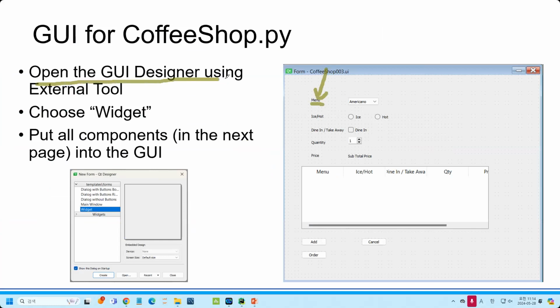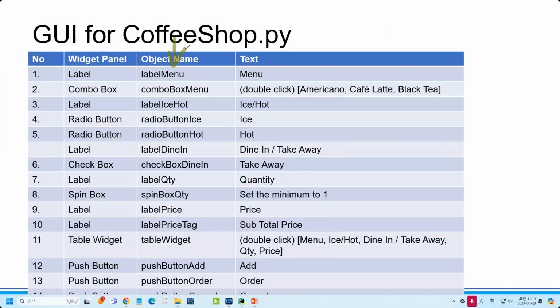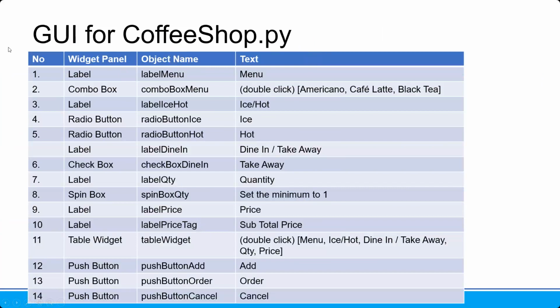So first, let's open the GUI designer using the external tool, and then you can choose the widget, and then put all the components into the GUI. Okay, so you can see here there are so many widget panels, and you need to follow the object name and you need to follow the text. Okay, so I will show you the step by step.